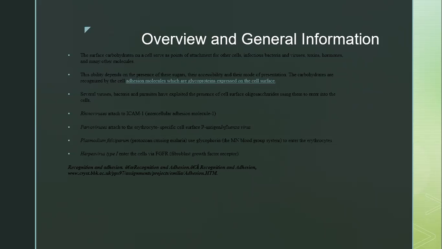Rhinoviruses attach to ICAM-1, which is the intercellular adhesion molecule-1. Parvoviruses attach to the erythrocyte-specific cell surface P antigen. Plasmodium falciparum is a protozoan causing malaria, using glycophorin, the MN blood group system, to enter the erythrocytes. The herpes virus type 1 enters the cell via the FGFR, which is the fibroblast growth factor receptor.